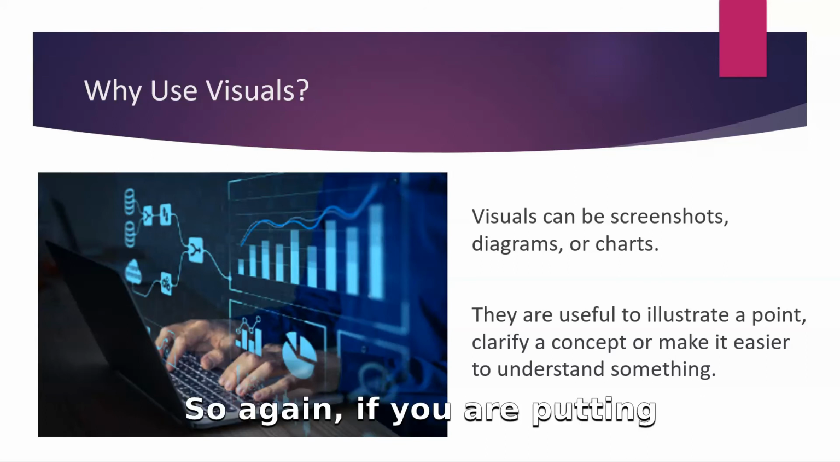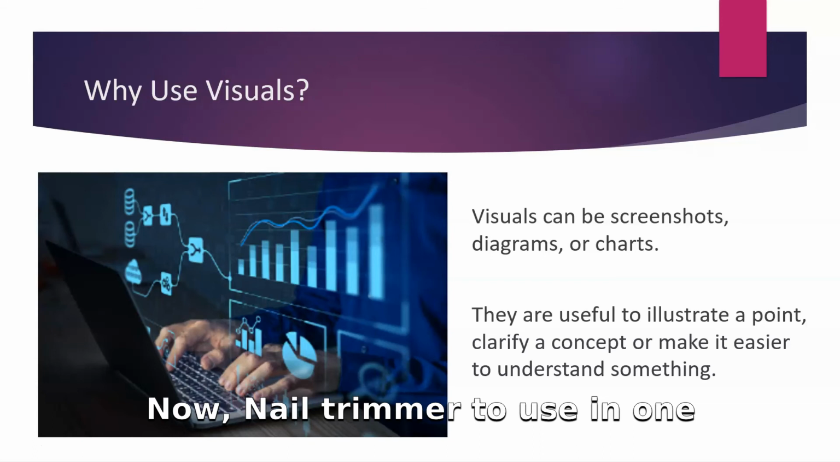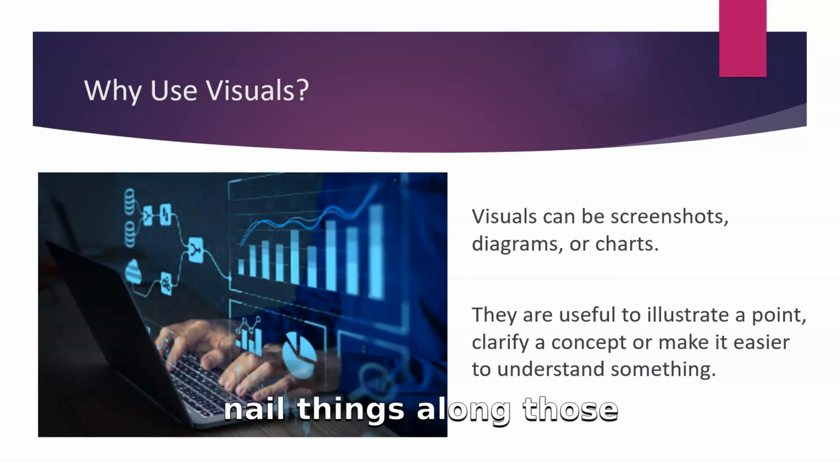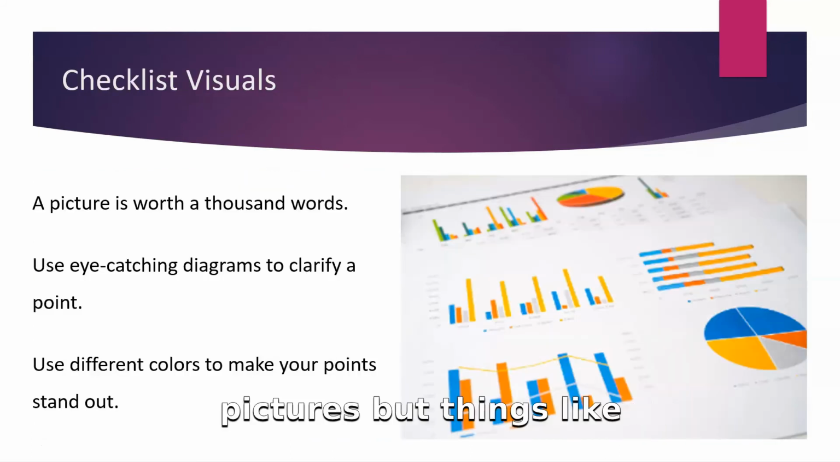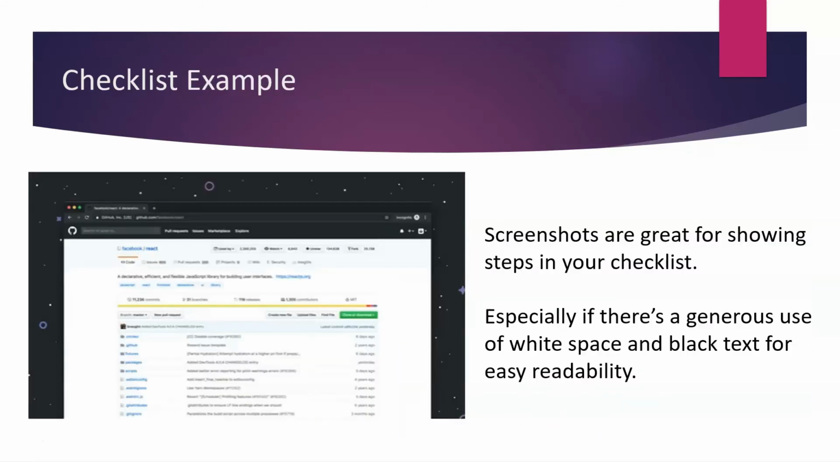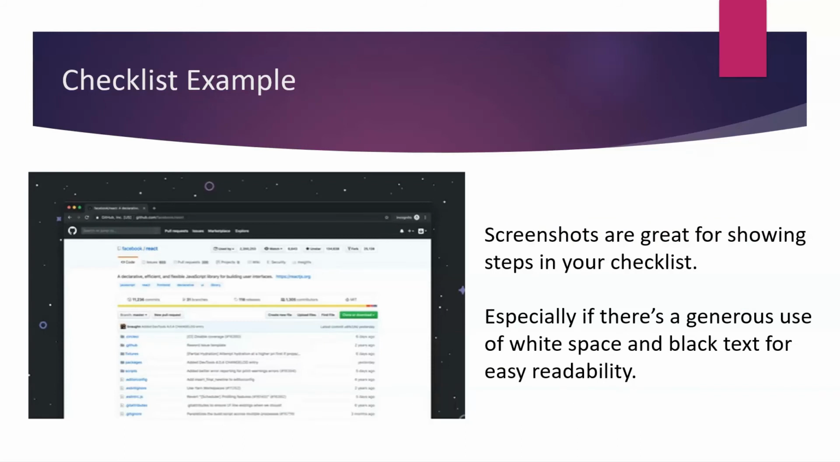So again, if you are putting together a checklist for trimming a dog's nails, you could have an image of the type of nail trimmer to use in one step. On another one, you could show where you cut on the nail, things along those lines. You can also use not only pictures, but things like diagrams and colors as well. And you can even use screenshots if you're doing a checklist where people really need to see images.